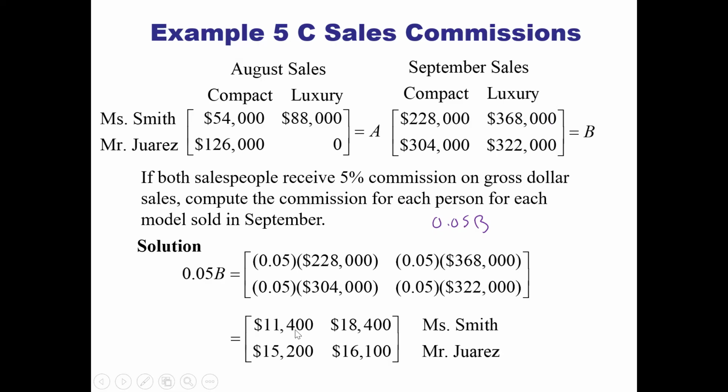So they made 11,400 on compact for Ms. Smith, 18,400 on luxury, and he made 15,200 on compact and 16,100 on luxury. So that's how we look at doing these two different ways: multiplying it all together and then adding all those things together. So you have that and that. If we wanted to know the total, you would have to add those two together and those two together.